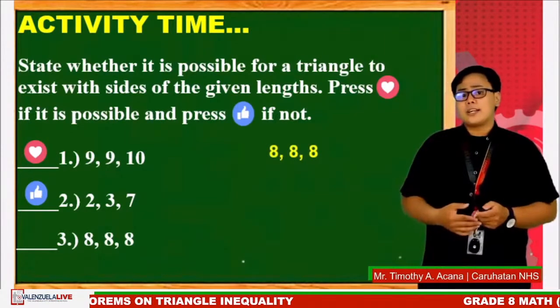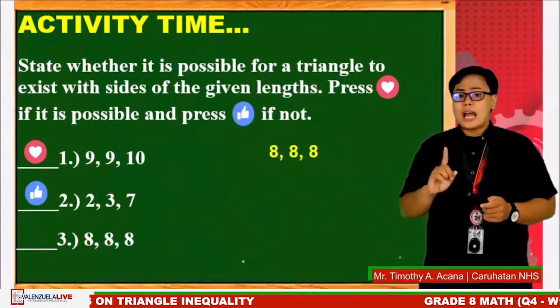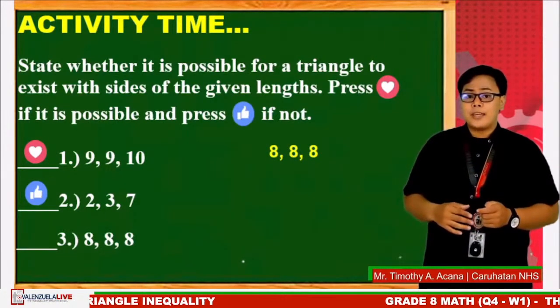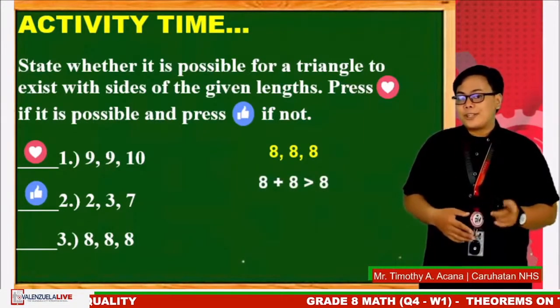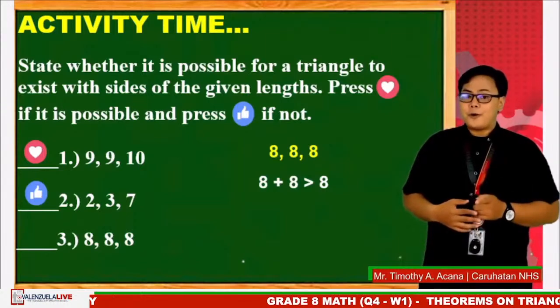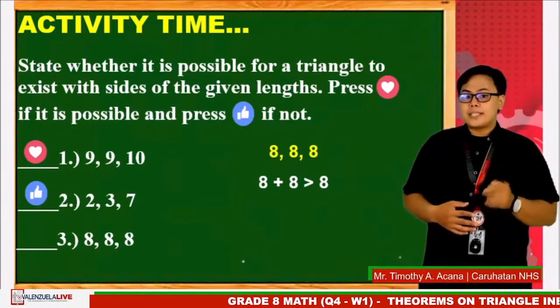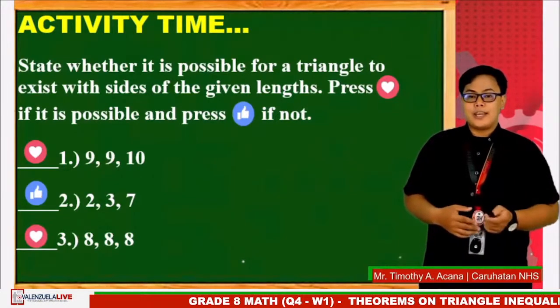Since all the sides are equal in length, we can just have one set of sum to verify the theorem. So we have 8 plus 8 is greater than 8. Therefore, 8 and 8 are possible lengths of a triangle.